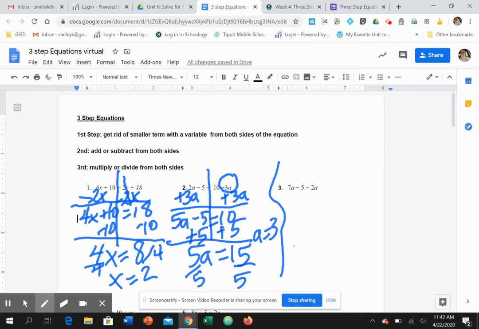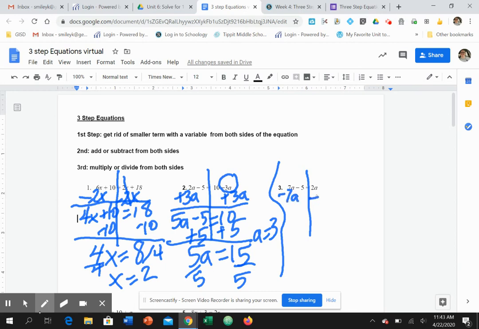Okay. Number 3 looks a little bit different because we don't have anything following this 2a like we did on number 1 and number 2. And that is okay. So the first thing we're going to do, instead of following this first step where it says get rid of the smaller term, we're actually going to get rid of the 7a.